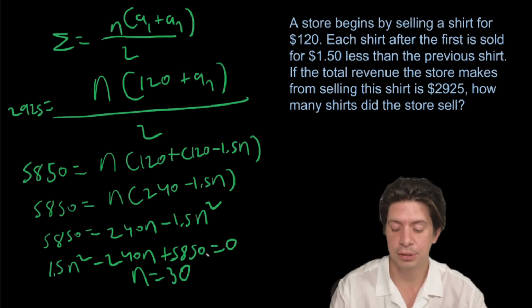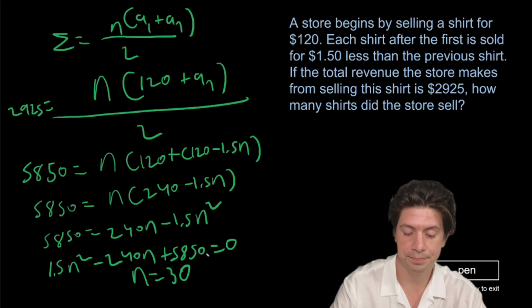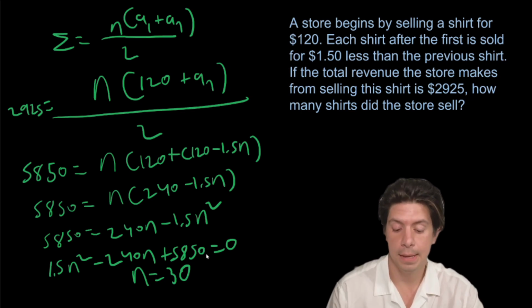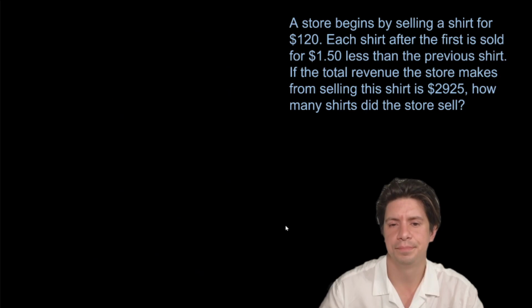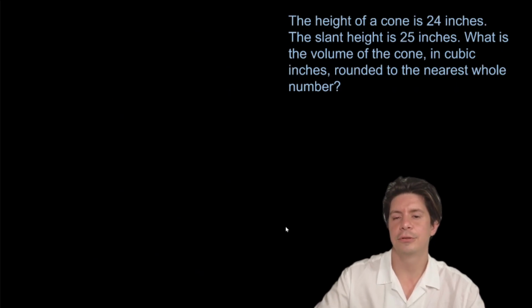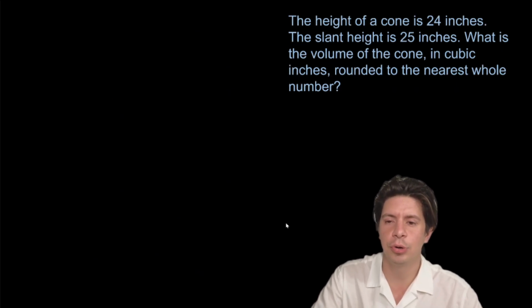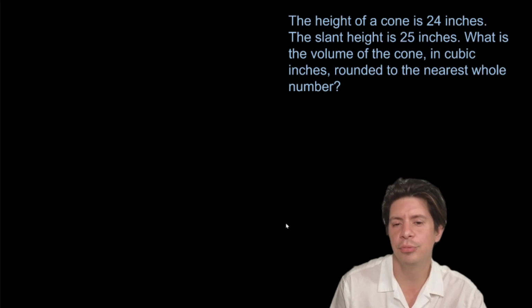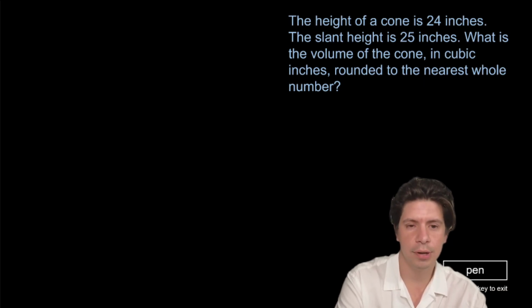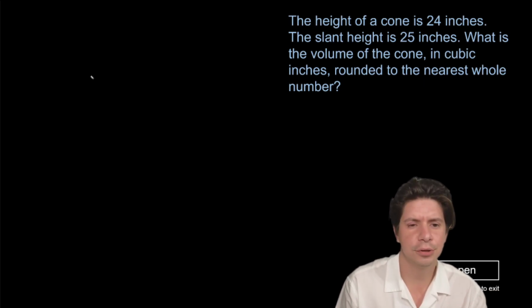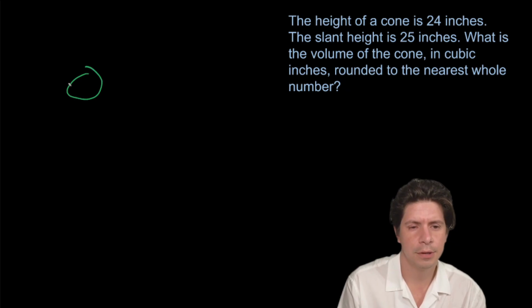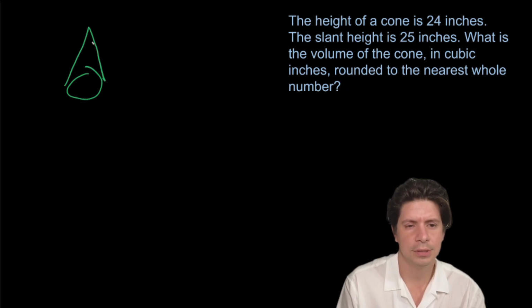Okay, so now let's try the next one and see what we got. The height of a cone is 24 inches. The slant height is 25 inches. What is the volume of the cone in cubic inches rounded to the nearest whole number? So if you imagine a cone, right? I'm not a great drawer, but it's like this. So the height is here, and the slant height is this part here.